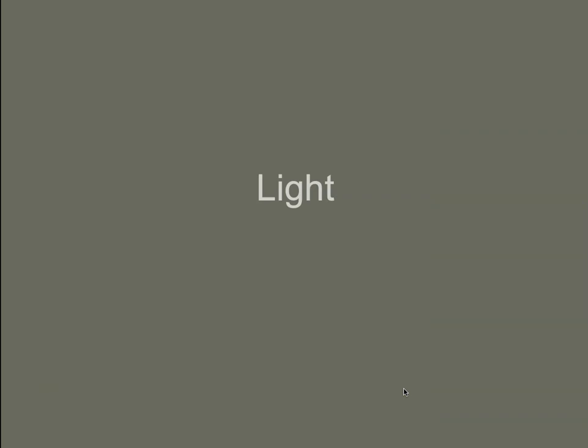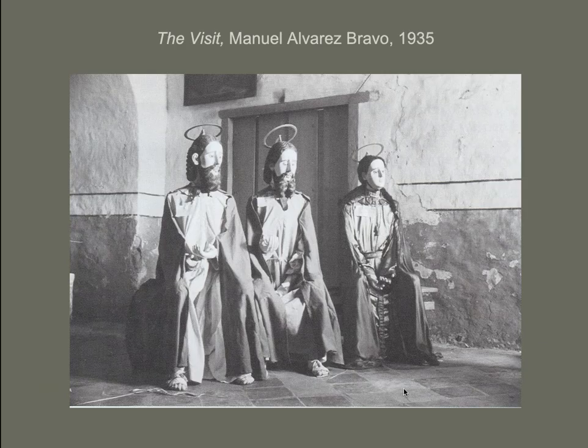So our next element is light. And when we're talking about light, light obviously is going to reveal the world around us and help us tell when things are two-dimensional or three-dimensional, help us tell what the texture is. And that is what we can see here in The Visit by Bravo from 1935. So in it we can see some statues that are being lit, and you can tell what direction the light is coming from. It's coming from over here, and you can tell that because the light is shining on the closest point to the light, and then the shadow is going to be the furthest away from the light.